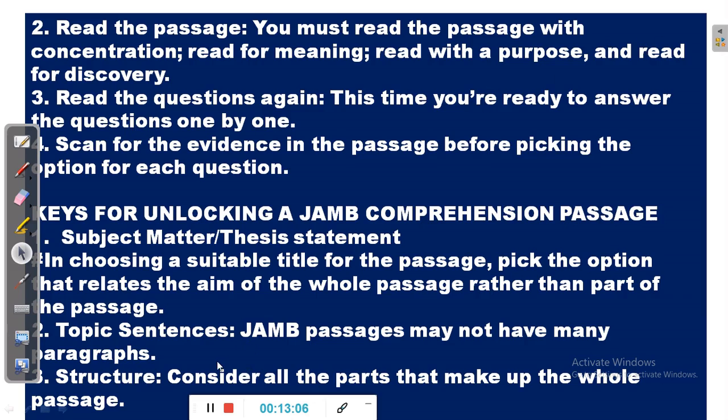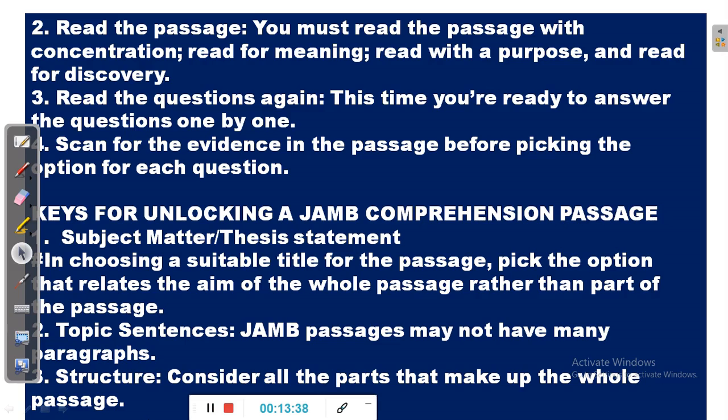And then the next one is that you have to also read for discovery, because at this point you need to discover the answers to the questions you have already read. So that's exactly what it means to read for discovery. Then step number 3, read the questions again. This time you are ready to answer the questions one by one.